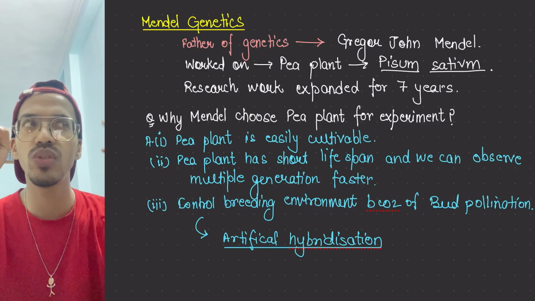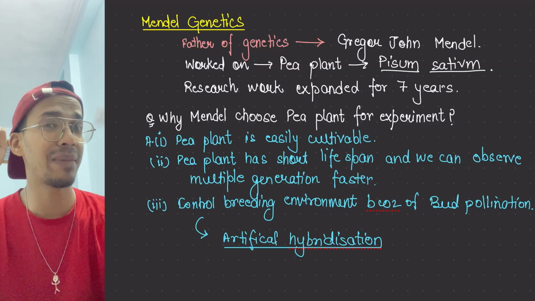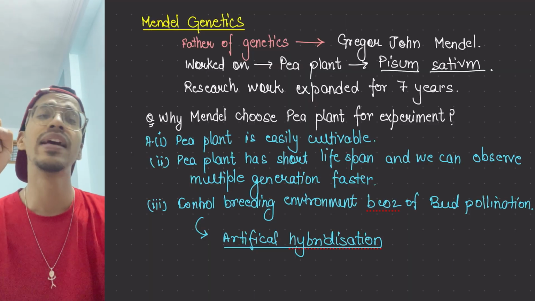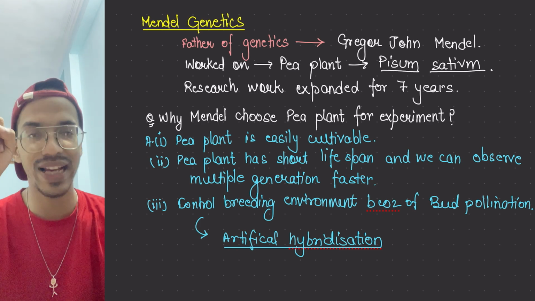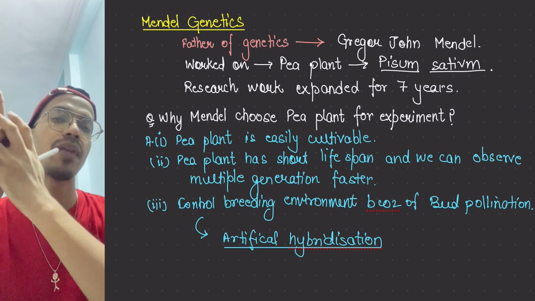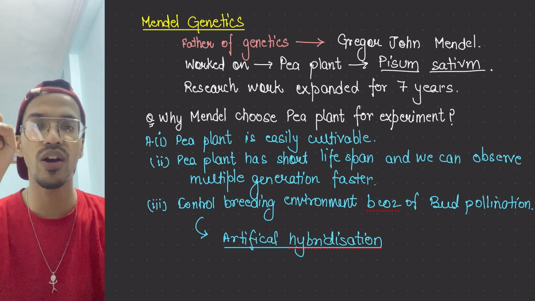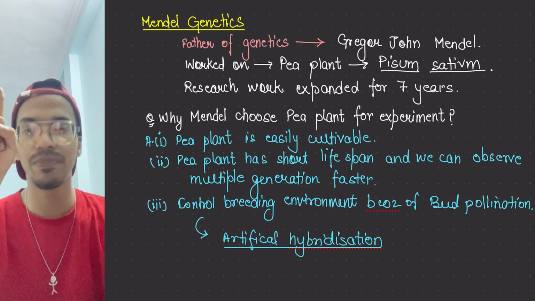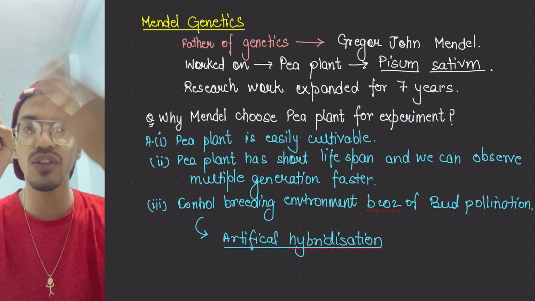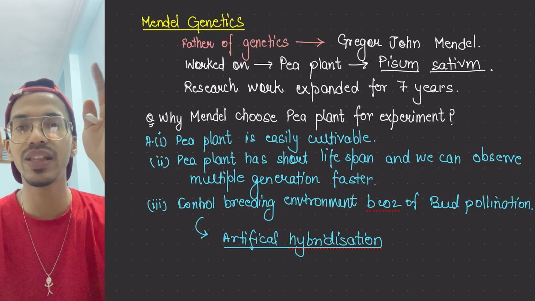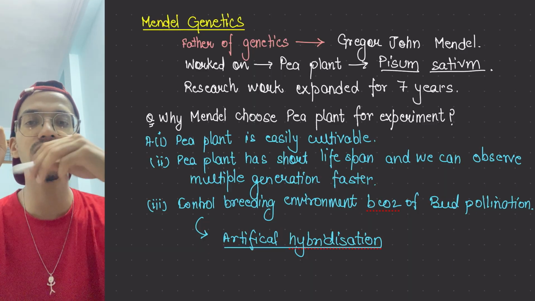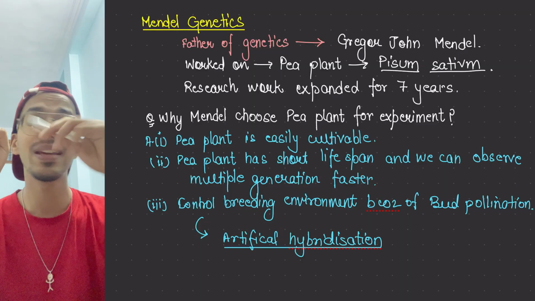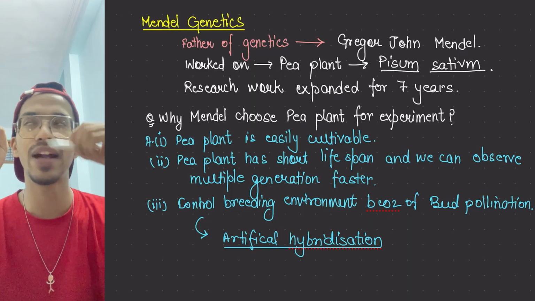Emasculation: 'masculinity' means man, and 'e' means remove. So the male part is removed, and only the stigma is left. Now, pollen can come from anywhere. Maybe pollen from this plant does not come, but pollen from another flower of the same plant, which means geitonogamy, if you remember, can also occur. We don't want that.